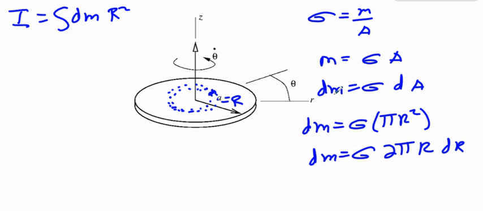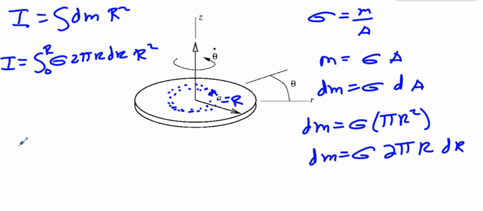Okay, so I have this expression here, sigma 2 pi r dr, that I'm going to put in for my dm here. So my integral here then is equal to the integral from 0 to r of sigma 2 pi r dr times r squared. Now let me combine like terms and get the constants out of this. So I is equal to sigma 2 pi, and I've got an integral from 0 to r, and it looks like I have r cubed dr.